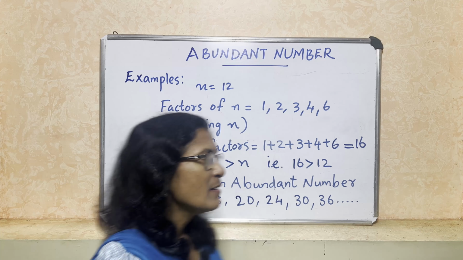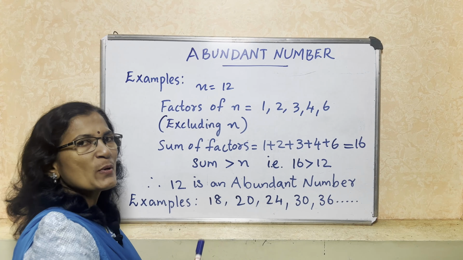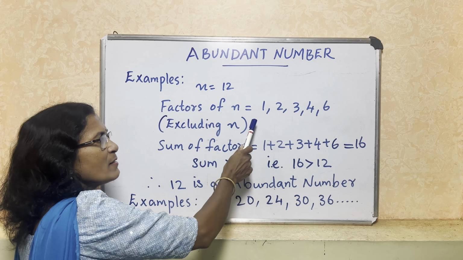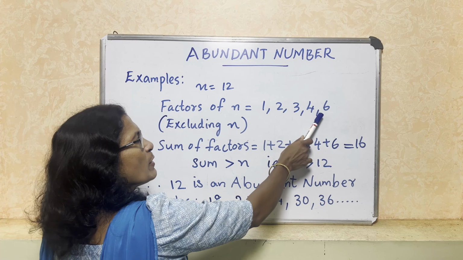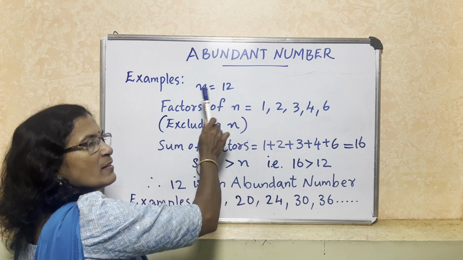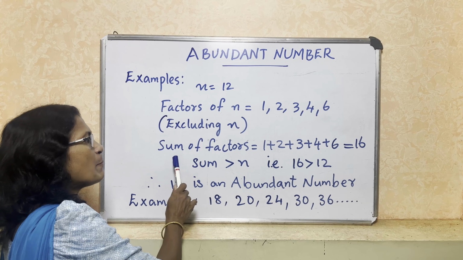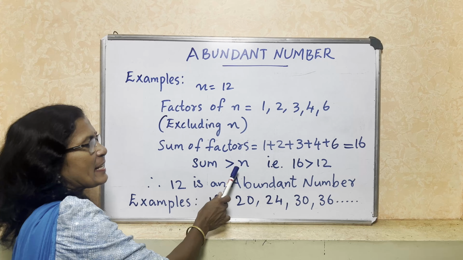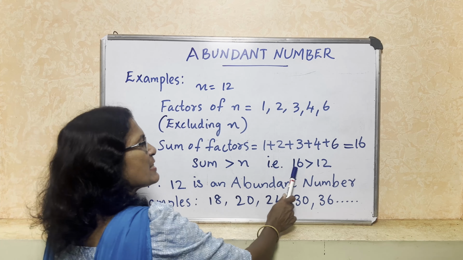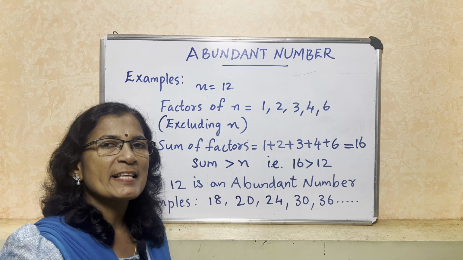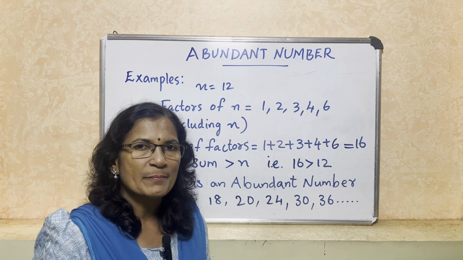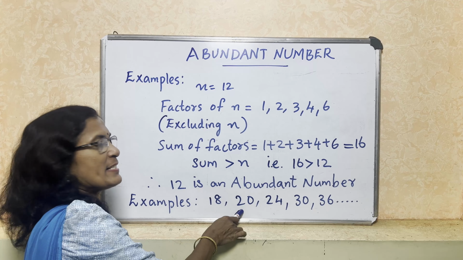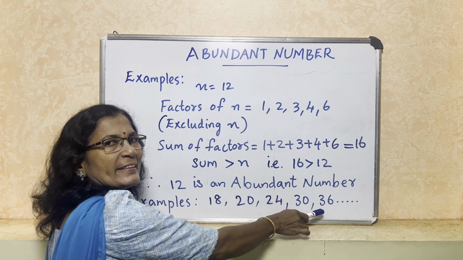For example, let's take the value of n as 12. The factors of n excluding n are 1, 2, 3, 4 and 6. The sum of its factors is equal to 16. So, the sum is greater than the input number, that is, 16 is greater than 12. So, we can say that 12 is an abundant number. Some examples of abundant numbers are 18, 20, 24, 30 and 36.